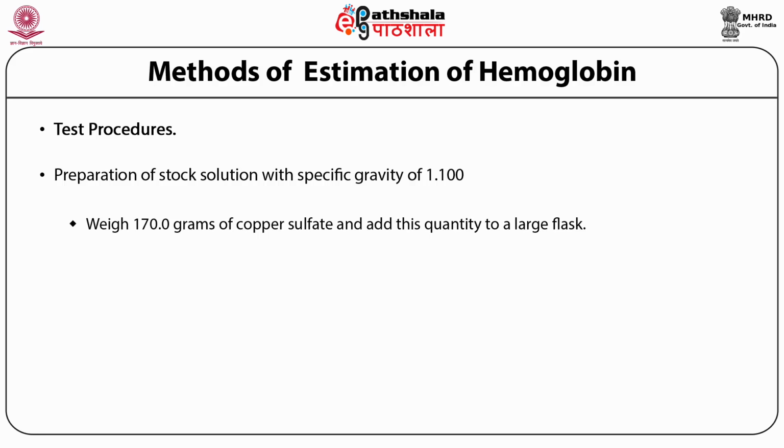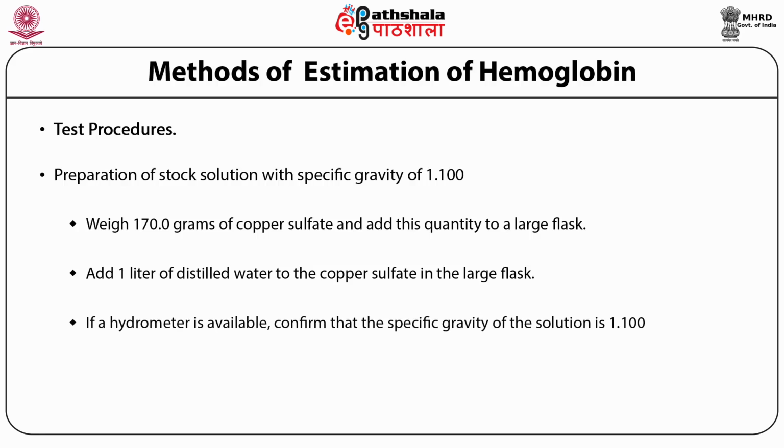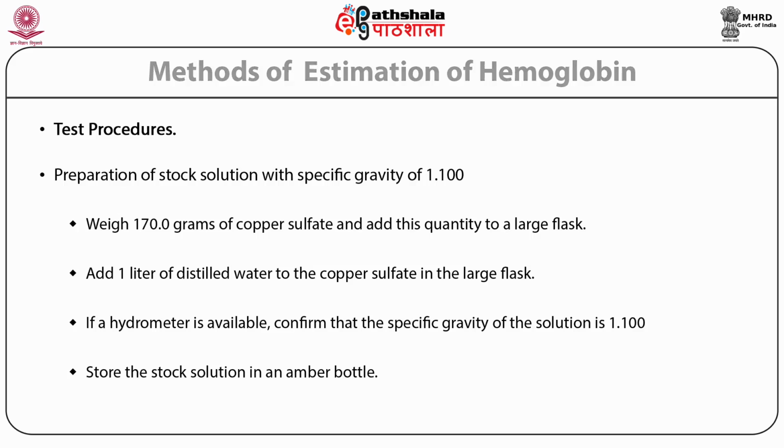to a larger flask. Add 1 liter of distilled water to the copper sulfate in the larger flask. Rotate the flask to dissolve the copper sulfate. If a hydrometer is available, confirm that the specific gravity of the solution is 1.100. Store the stock solution in an amber bottle.